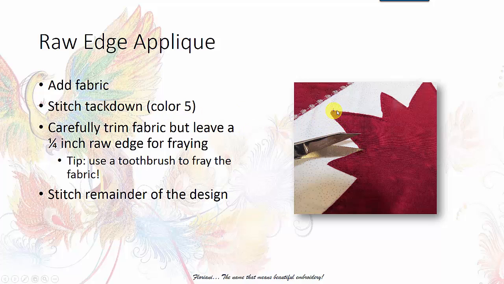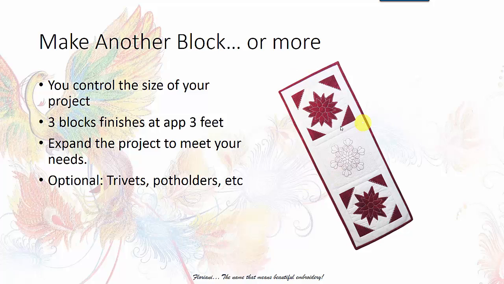And then carefully trim away the fabric and leave a little bit of, don't get too close. Leave about a 1/4 of an inch in here, because I came along and you're going to fray the edges in there. And I used a toothbrush. I saved the toothbrushes the dentist gives me. You come along with the toothbrush and you just rub the toothbrush along the edge of the fabric, and it frays the edge of the fabric. So you get a really nice frayed edge effect on there, kind of like a fringe. And it looks really, really nice. And then you're going to stitch the remainder of the design.